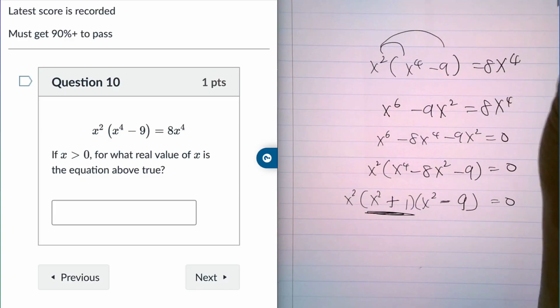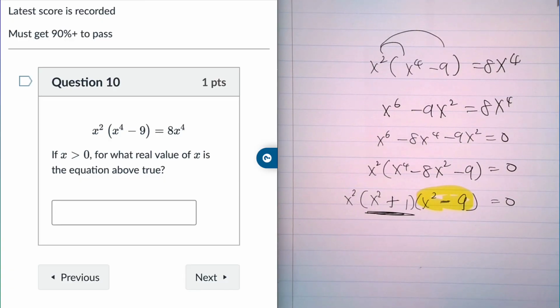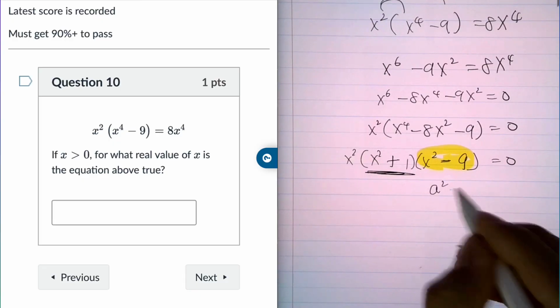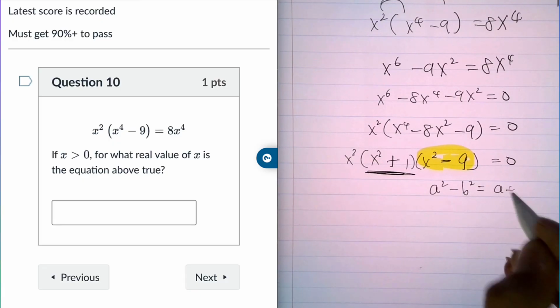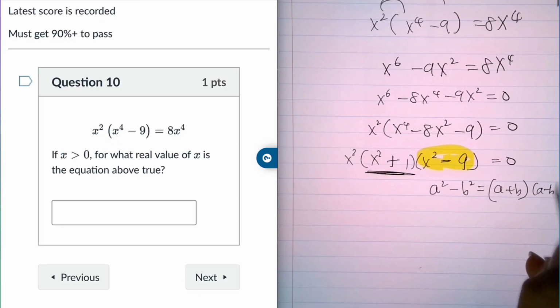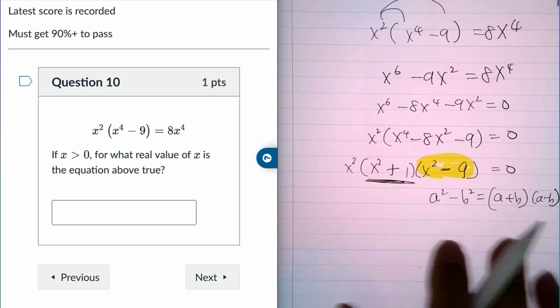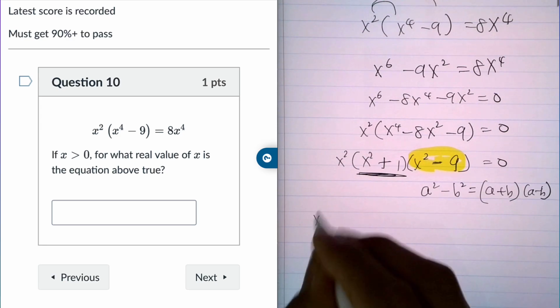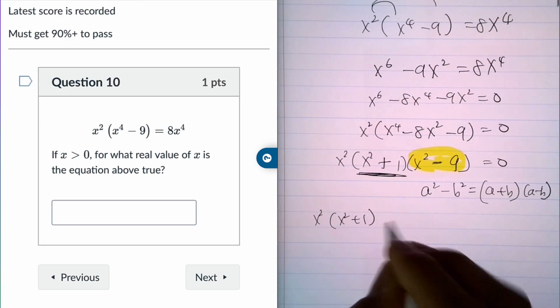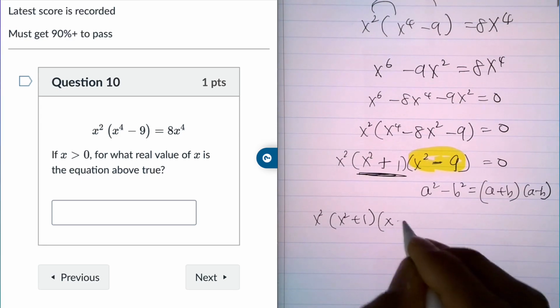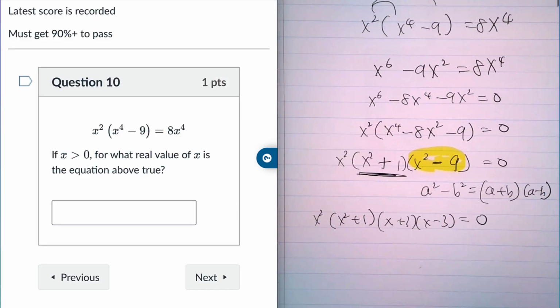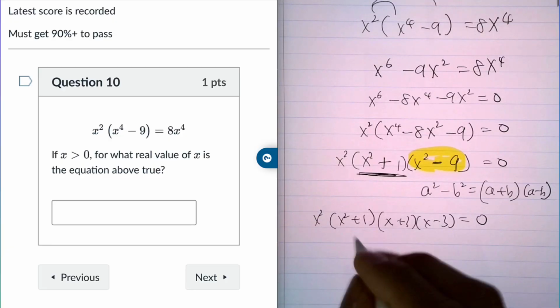However, you can factor out this guy here, because remember that has a form of a squared minus b squared, which can be written as a plus b, a minus b. Okay, I want you guys to get familiar with this kind of factoring. So we got x squared plus 1, and you know that this is x plus 3, x minus 3 is equal to 0. So we do have a bunch of zeros.